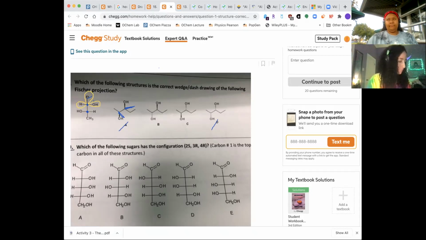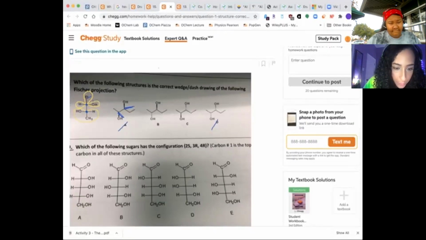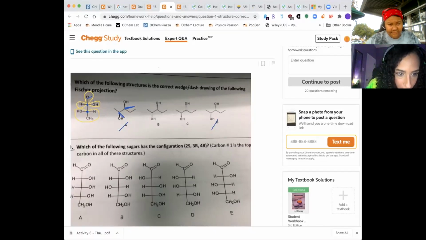Okay. So this is how I'm drawing my little groups, so I can figure out what is going on. My only problem is that I guess I should draw it like this. Okay. So oxygen 1, hydrogen 4.